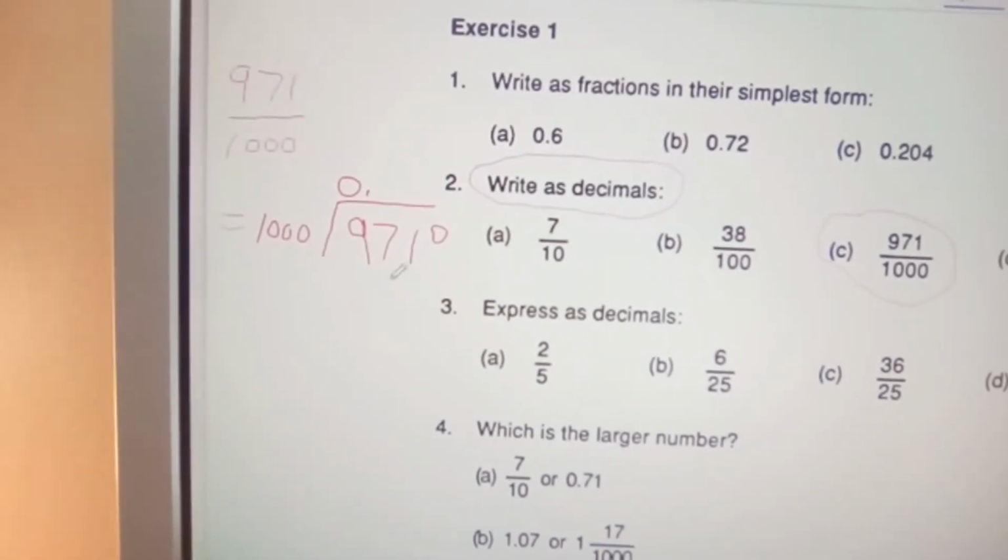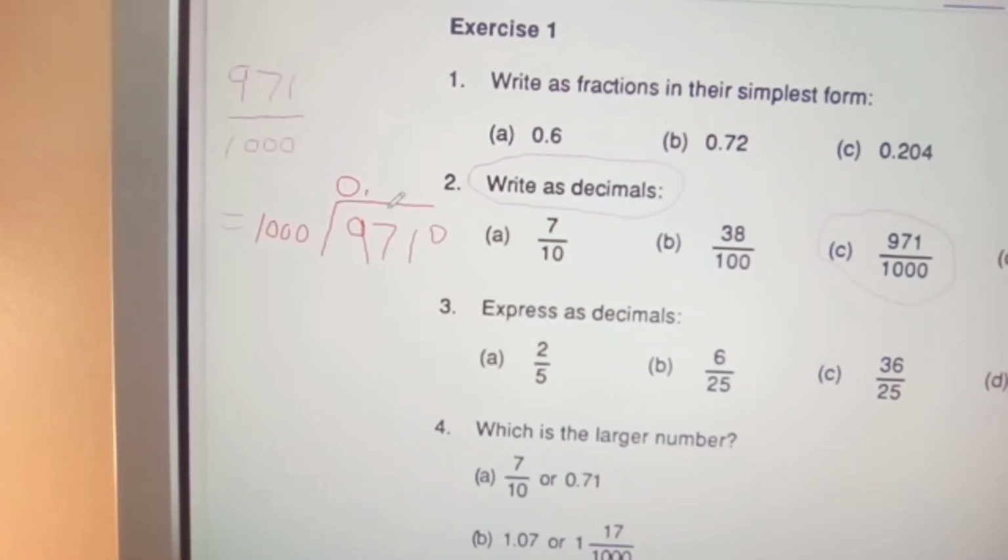So 1,000 into 9,710 goes 9 times. That leaves us what? 710. Now I'm not going to go over here, I'm going to bring it down to here. So that leaves us 710.